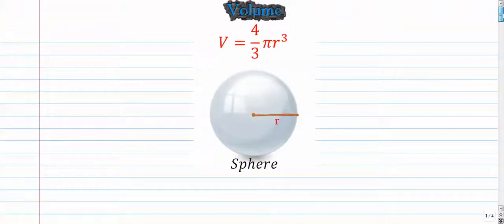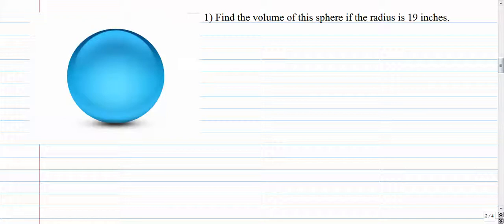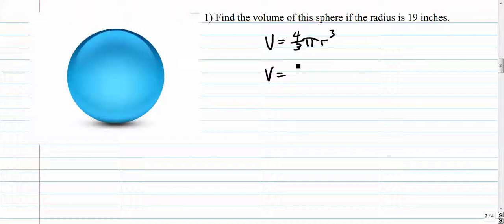Pretty complicated formula, but if you know the radius, that's really the only thing that you need to find, so it's not too bad. Number 1. In this case, I'm giving you the radius of the sphere and asking you for the volume. So this is the most basic example. 4/3 times pi times 19 to the third power. So the radius would be like that.